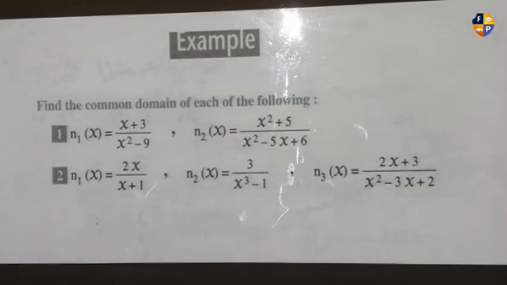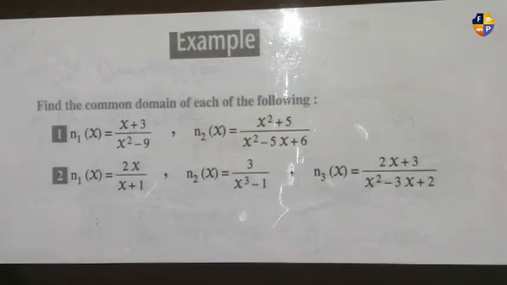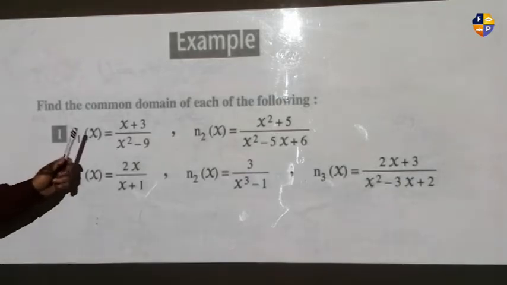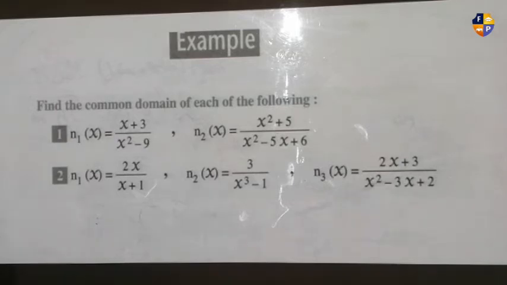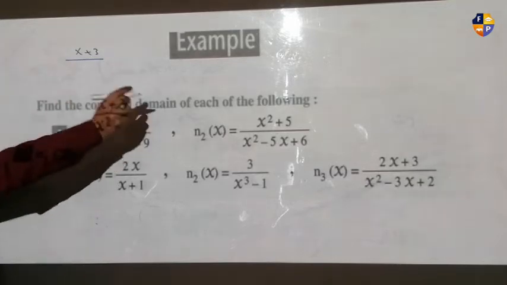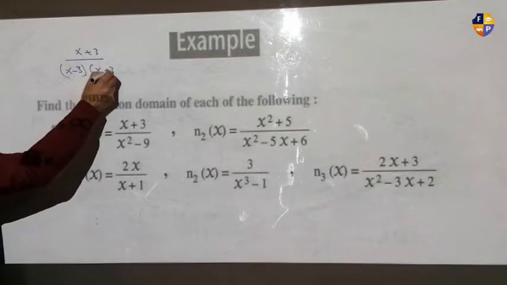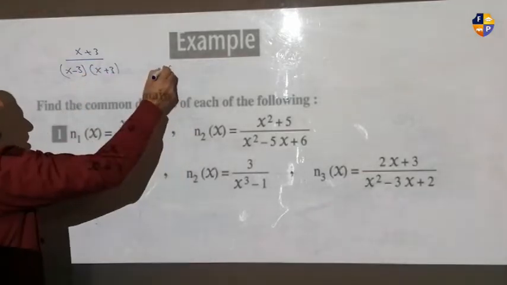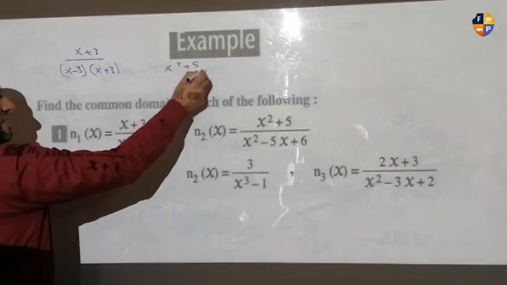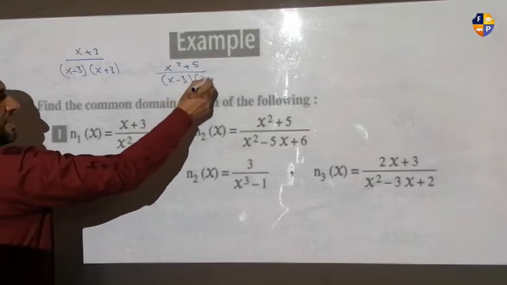Example: now find common denominators. Find common denominators in this set. Okay, number 1, n1 equals x plus 3 over x power 2 minus 9. We can factorize this n1. We can find x plus 3. Factorize the denominators: x minus 3, x plus 3. And n2, x power 2 plus 5, and this denominator equals x minus 3, x minus 2.